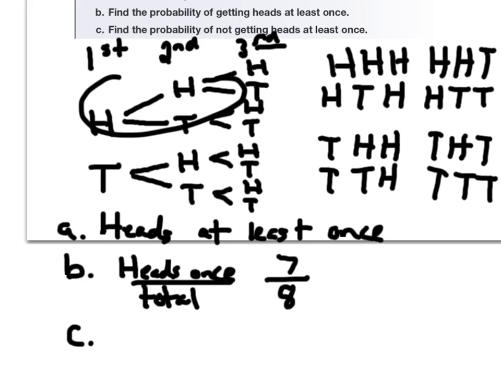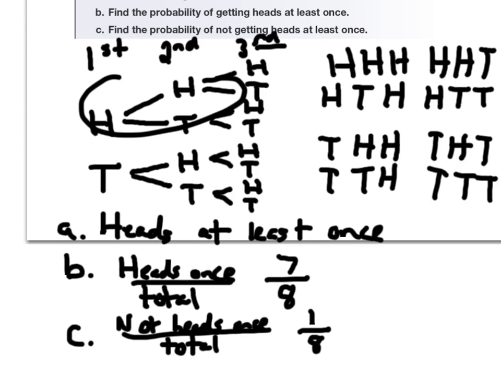And then for part C, the probability of not getting heads at least once. So this is not heads once over my total again. When I look on here, there's only one way to not get heads at least once. So that's 1 out of 8 total things again. So there's my probability. Alright, and let's move on to another example.